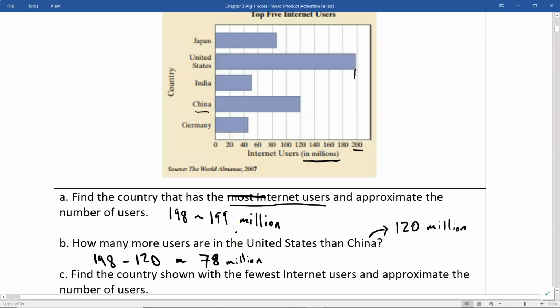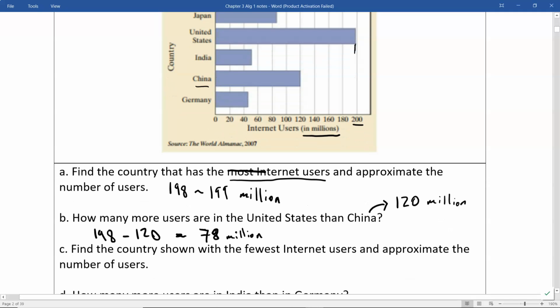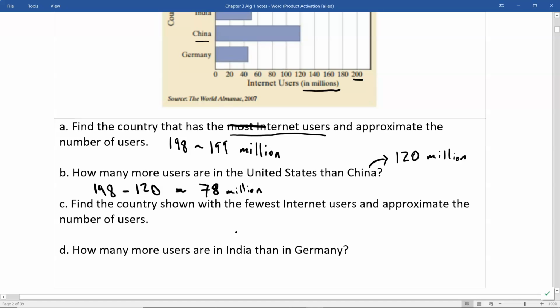So this is how you do estimates and solve problems dealing with bar graphs. The next two parts are find the country shown with the fewest internet users and approximate the number of users. And then the last question is how many more users are in India than in Germany. So go ahead, I'll scroll up the video in just a second and pause it, and I want you to try to figure this out on your own.